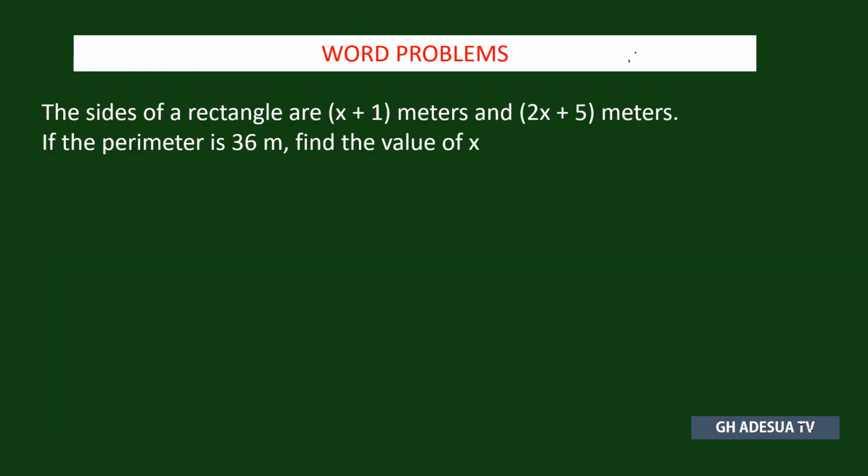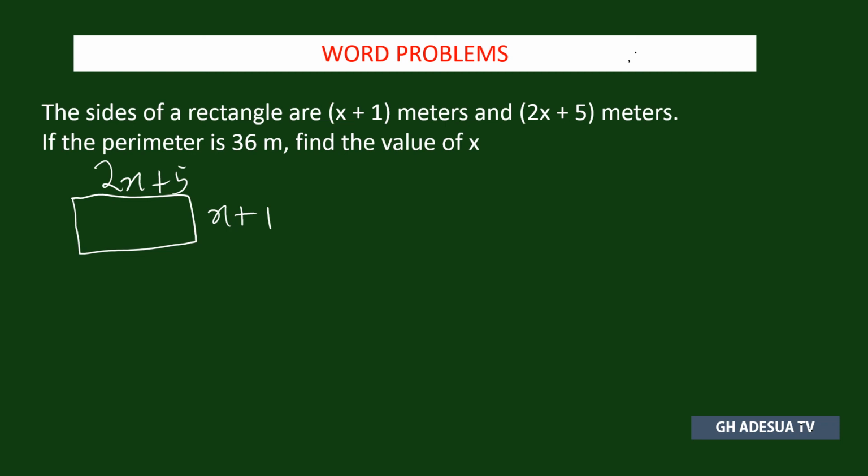Now, final example so that you would take your examples. The sides of a rectangle are x plus 1 meters and 2x plus 5 meters. If the perimeter is 36 meters, find the value of x. Now, for a perimeter, let's draw a rectangle. This is our rectangle, and the sides are x plus 1 and 2x plus 5.